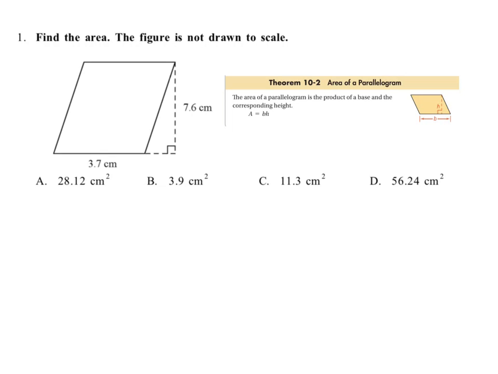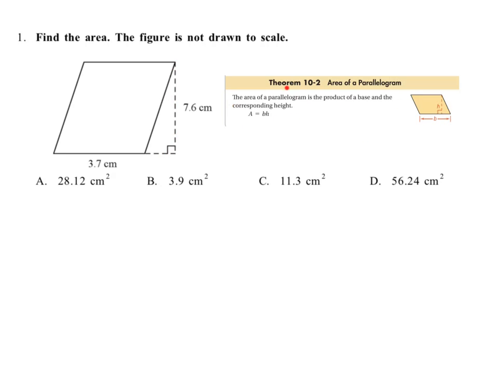Okay, problem number one asks us to find the area of this parallelogram. And the interesting thing about this is, even though this base doesn't extend all the way to where that height is, it doesn't matter. We have a base of 3.7 and we have a vertical height, forming that 90-degree angle with the base, of 7.6.